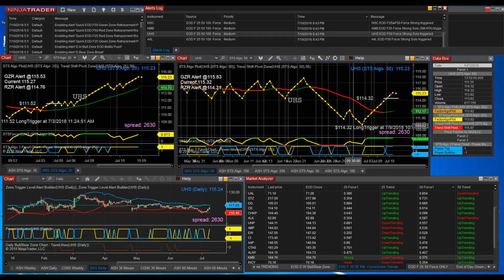Now, what's going to happen here? Most likely we're going to revisit this rising green line.